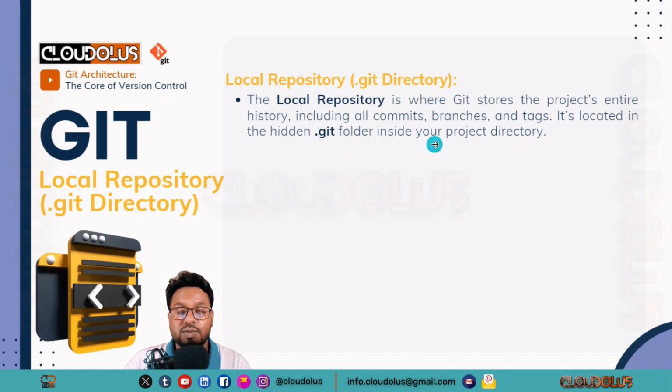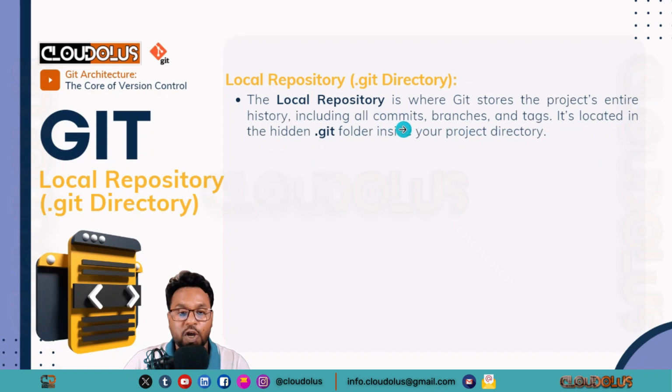So we are talking about my app project. In this folder, the hidden .git folder includes the commits, branches and tags, all of this history. This area, where the project's entire history including all commits, branches and tags is stored, is called the local repository.